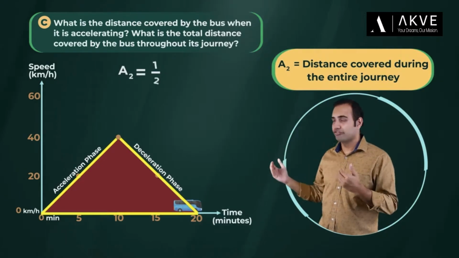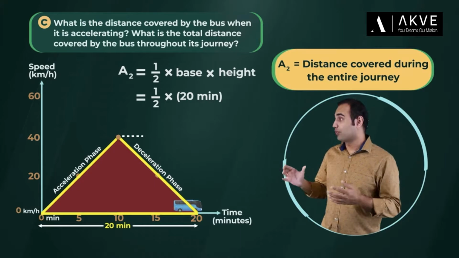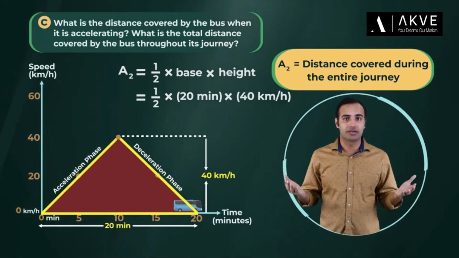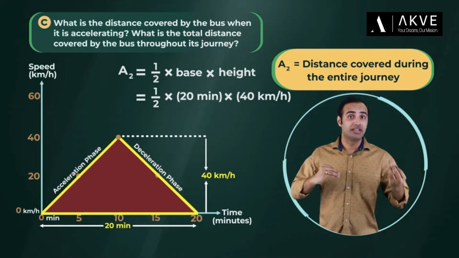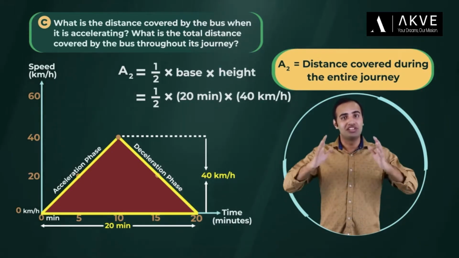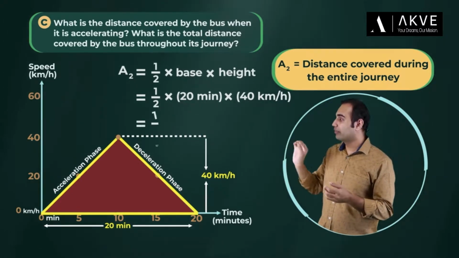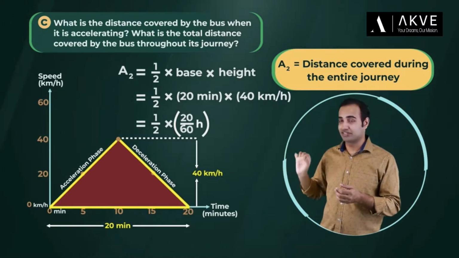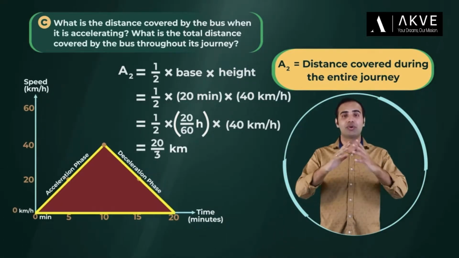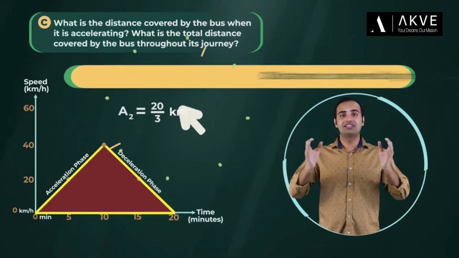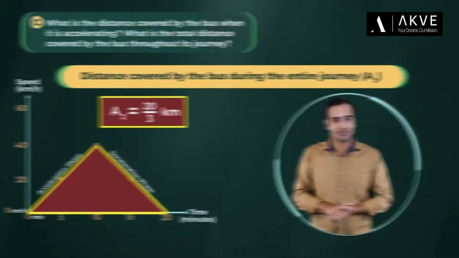Well, it's nothing but half base into height again, where the value of base is 20 minutes and the value of height is 40 kilometers per hour. Now once again you can see that we have a units issue here, where we are trying to multiply minutes with kilometers per hour. So we'll change the value of time from minutes into hours. So our expression becomes 1 by 2 multiplied by 20 divided by 60 into 40. Now the value of this expression comes out to be 20 by 3 kilometers. So the total distance covered by the bus throughout the course of its journey is 20 by 3 kilometers.